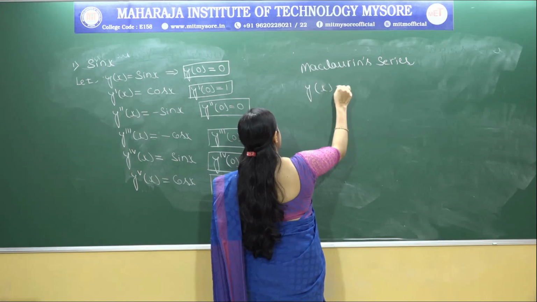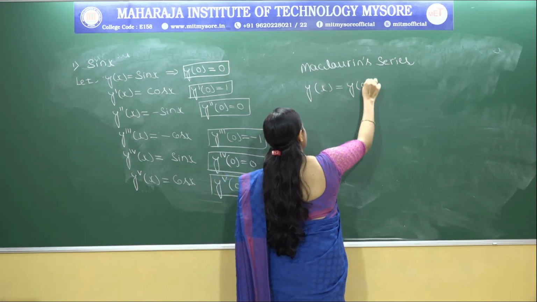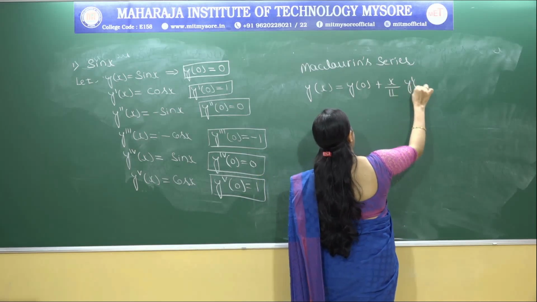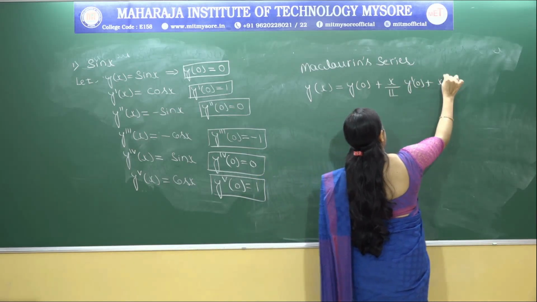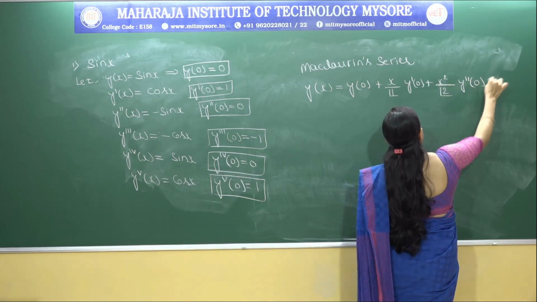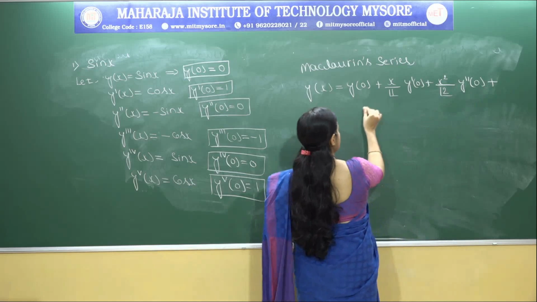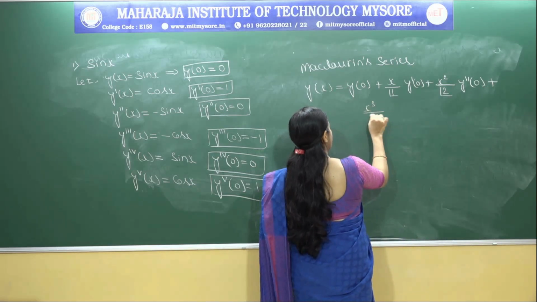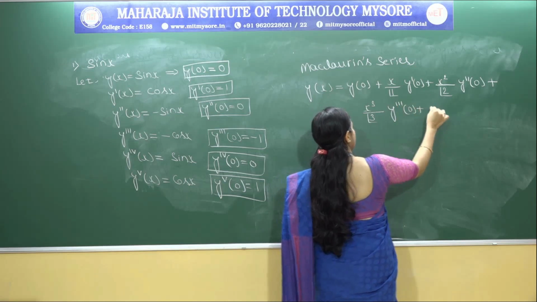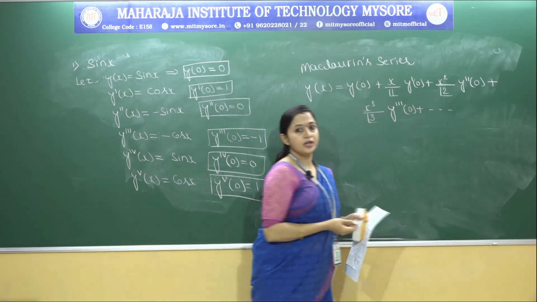y of x equals y of 0, the first term, plus x by 1 factorial y dash of 0, plus x square divided by 2 factorial y double dash of 0, plus x cube divided by 3 factorial, the third derivative of 0. You continue till the fifth derivative.